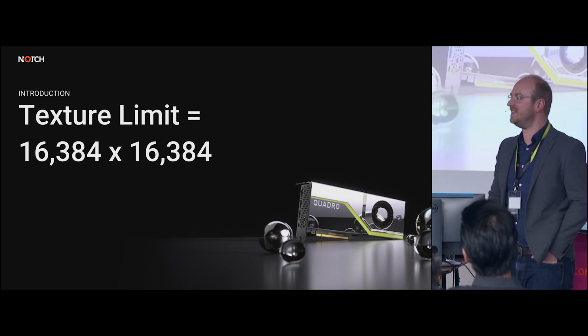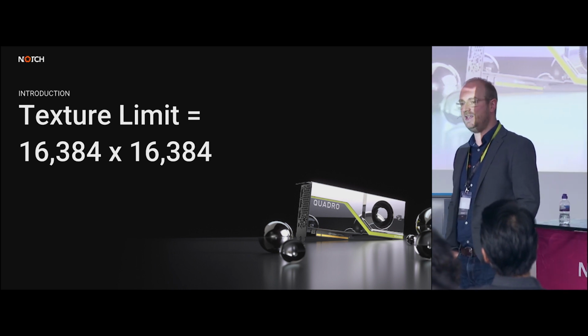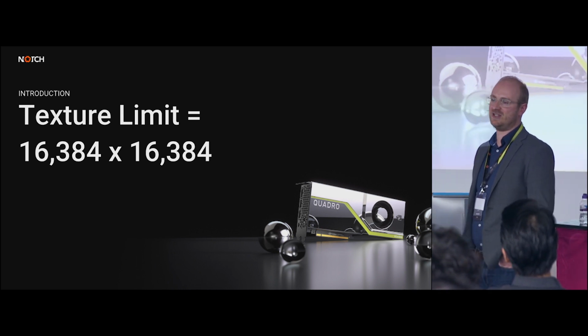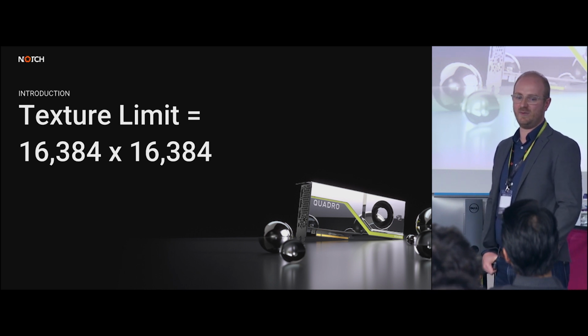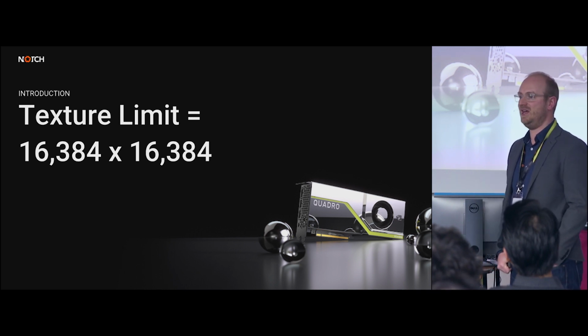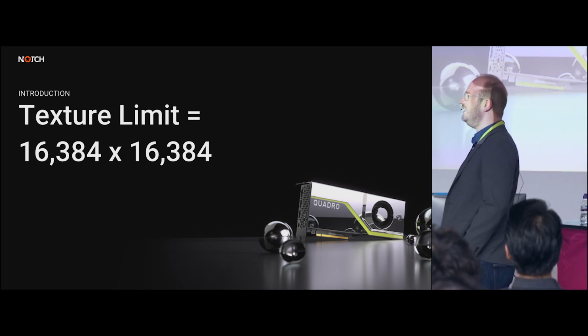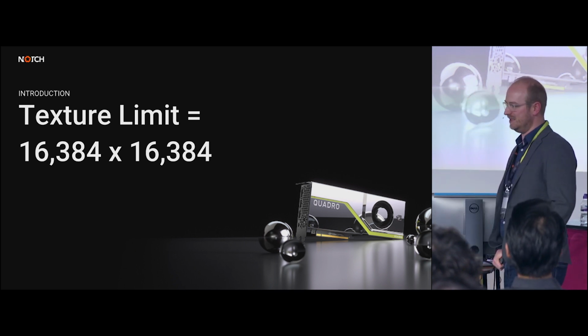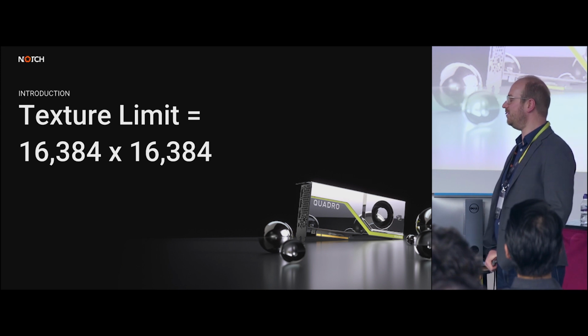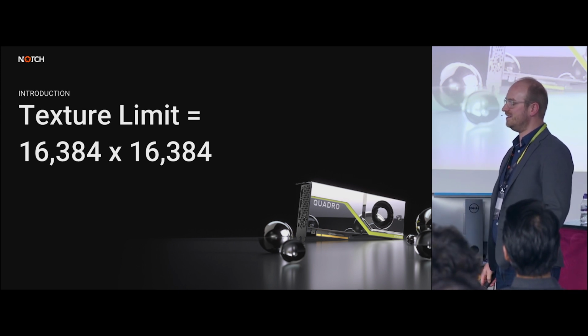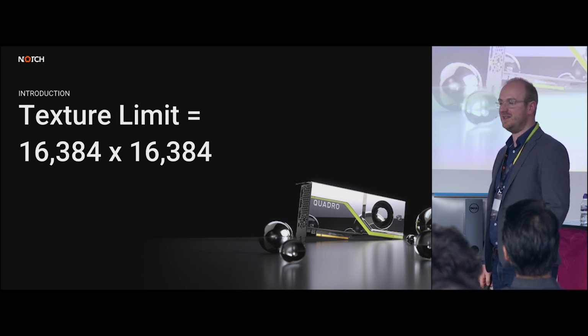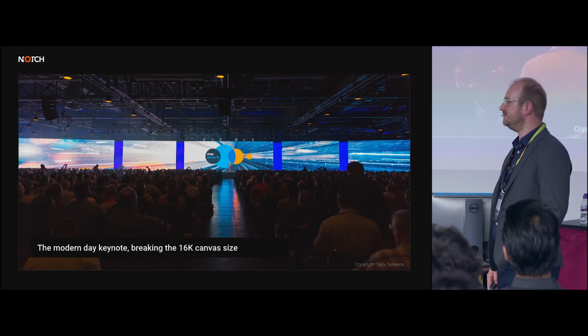And this 16K barrier exists because GPUs can have a texture size of only 16K by 16K. So whenever you render into a texture, you are limited by this texture limit. There are other limitations depending upon your system setup as well, but the majority of the time it's this limit that is stopping you from being able to use a single GPU to do 20, 30K wide canvases.